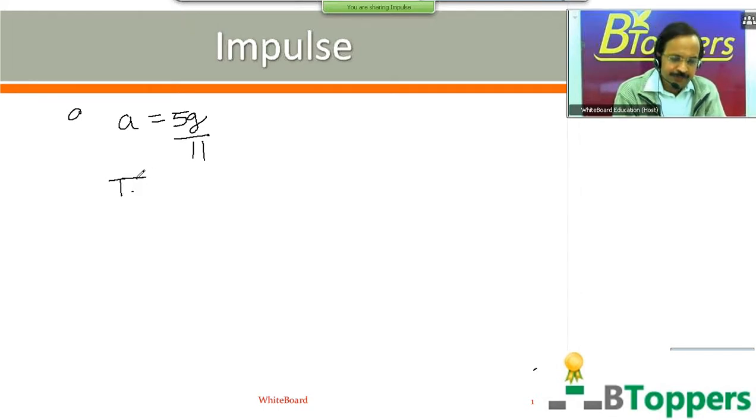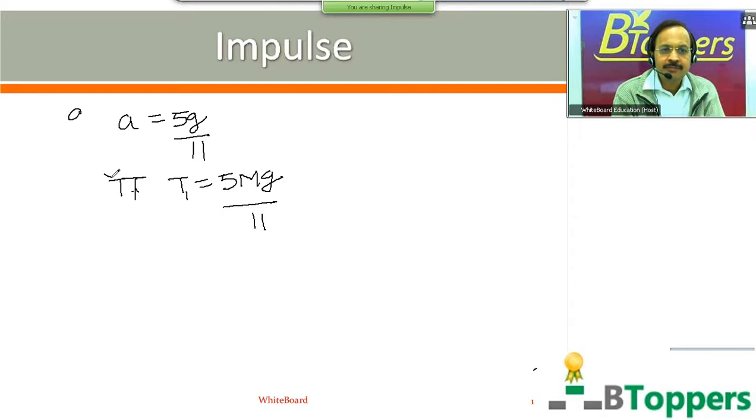Magnitude of the tension in the first string. The magnitude of the tension in the first string connecting the blocks A and B will be 5 mg/11. And magnitude of the tension in the other string between the blocks B and C will be 2 mg/11.